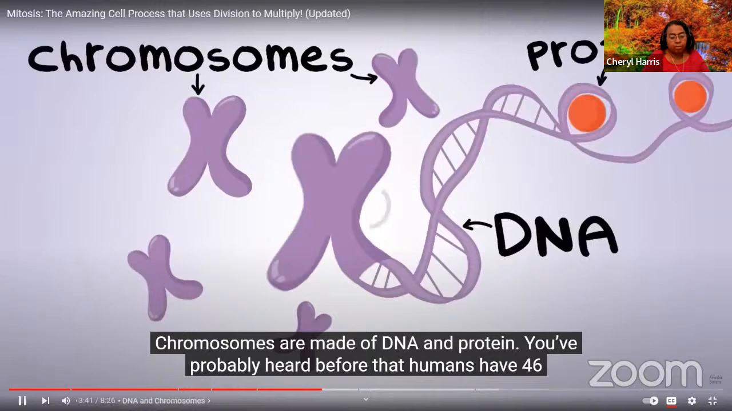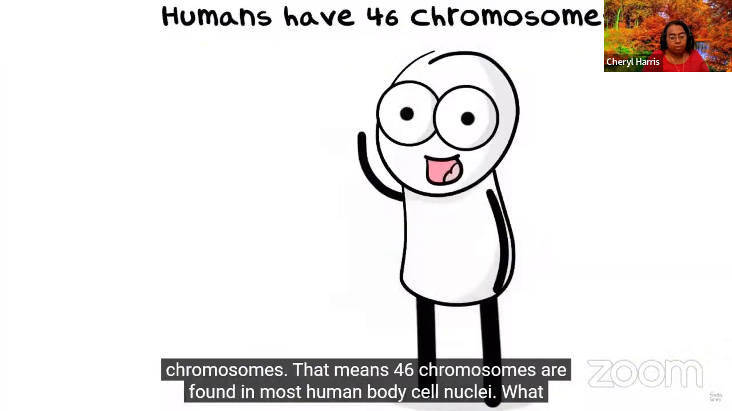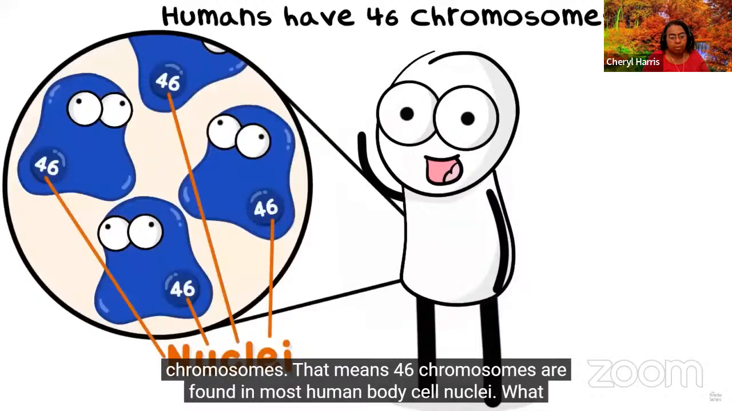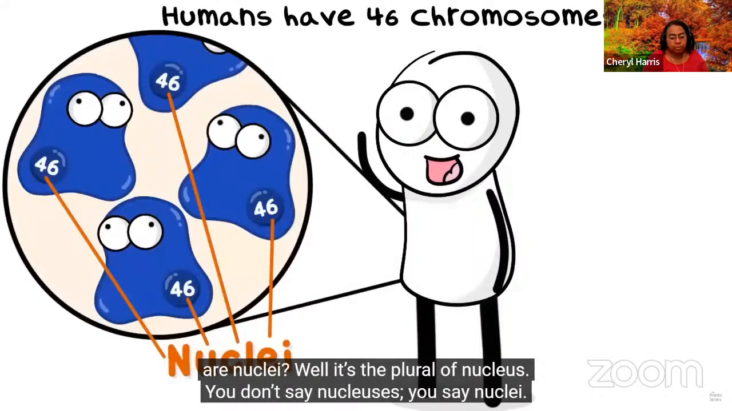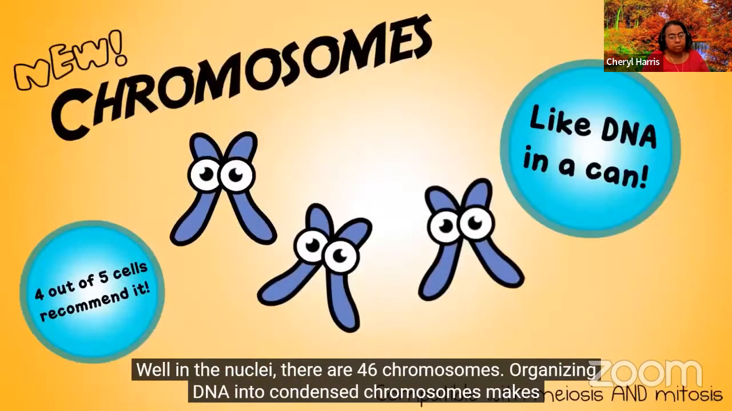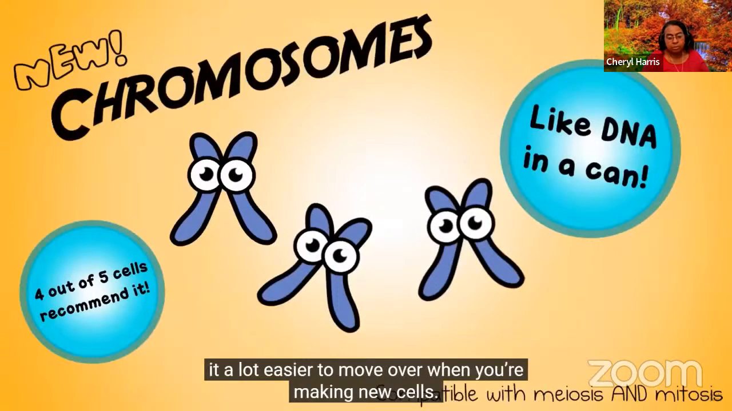Humans have 46 chromosomes. That means 46 chromosomes are found in most human body cell nuclei. What are nuclei? Well, it's the plural of nucleus. You don't say nucleuses, you say nuclei. Well, in the nuclei, there are 46 chromosomes. Organizing DNA into condensed chromosomes makes it a lot easier to move over when you're making new cells.